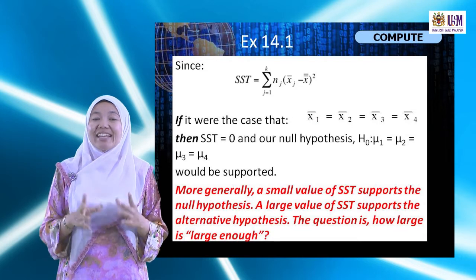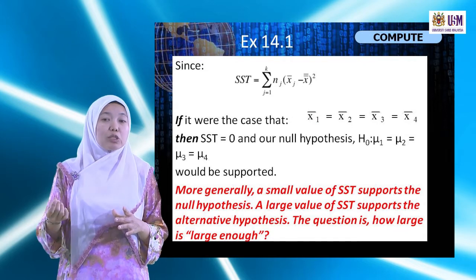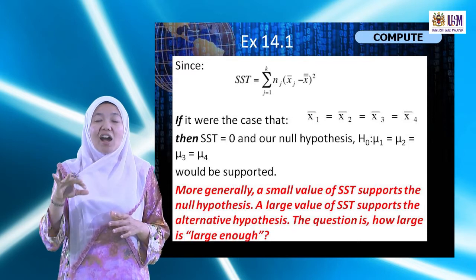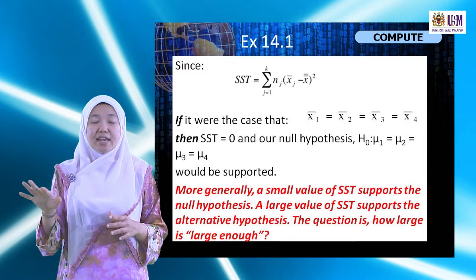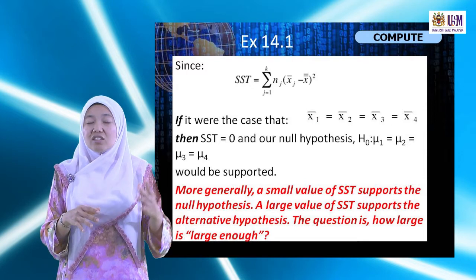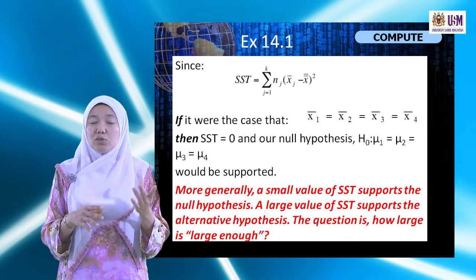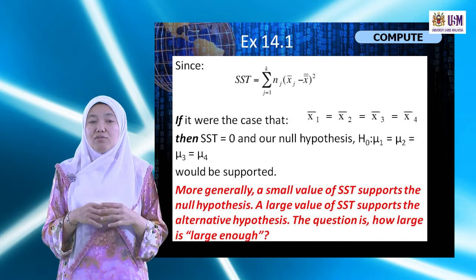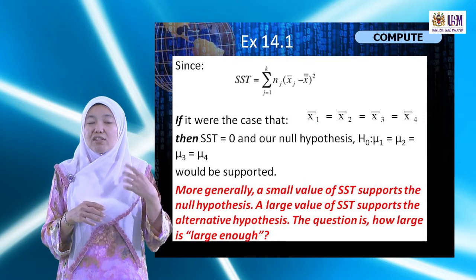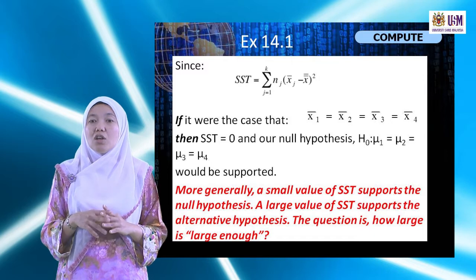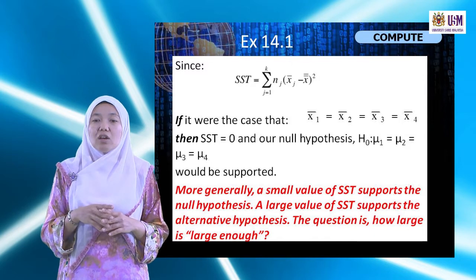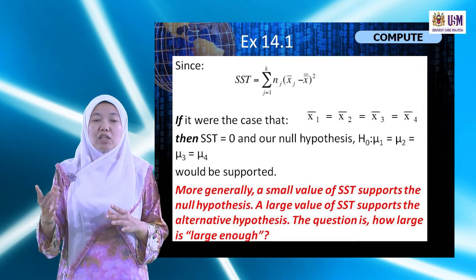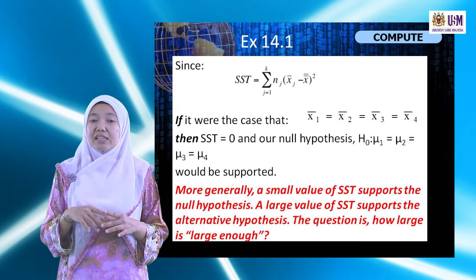So if it were the case that x bar 1 equals x bar 2 equals x bar 3 equals x bar 4, that means all the group means are the same, then SST, or sum of squares for treatment, is 0. Remember what SST is: it measures the variance among the groups. So if the variance among the groups adds up to 0, that means your null hypothesis, H naught, mu 1 equals mu 2 equals mu 3 equals mu 4, would be supported.